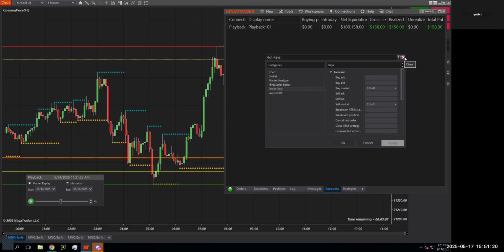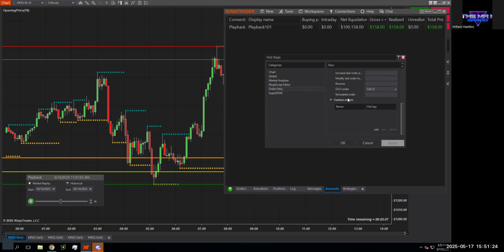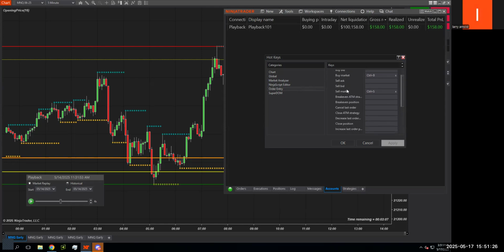I need to close, like... Right here, there you go: close strategy, or cancel last order, close position. Yeah, close position. The hotkeys are the fastest way I can think of.